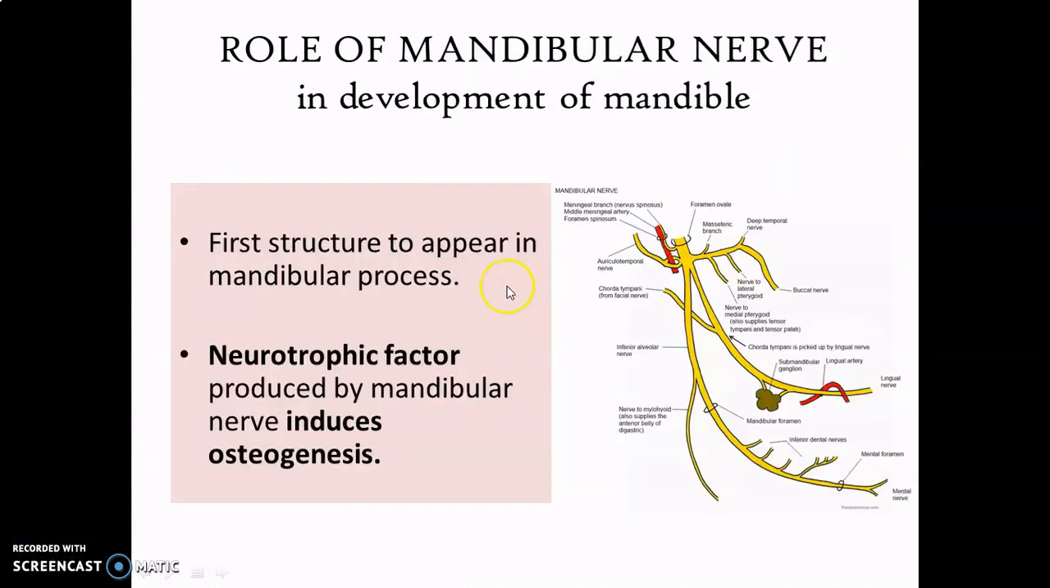process. The mandibular nerve is the first structure to appear in the mandibular process or mandibular arch. It has a great role in the development of the mandible or initial ossification of the mandible. A certain factor released by the mandibular nerve, known as neurotrophic factor, induces osteogenesis, or formation of bone of the mandible, initially.